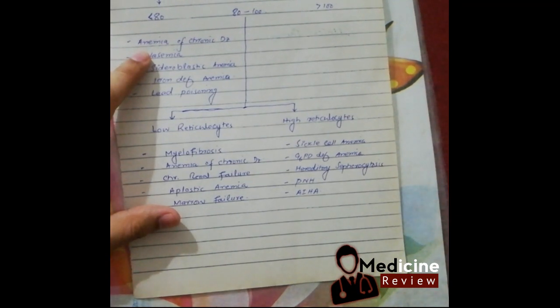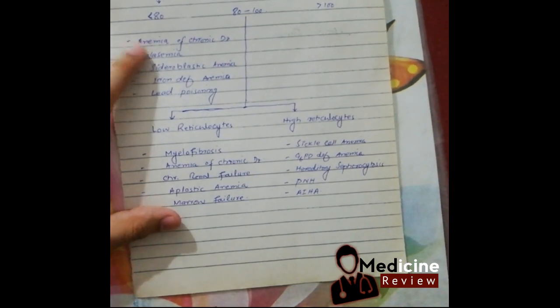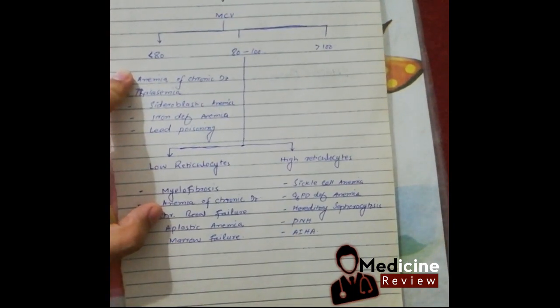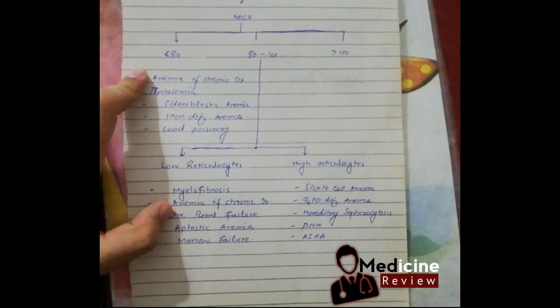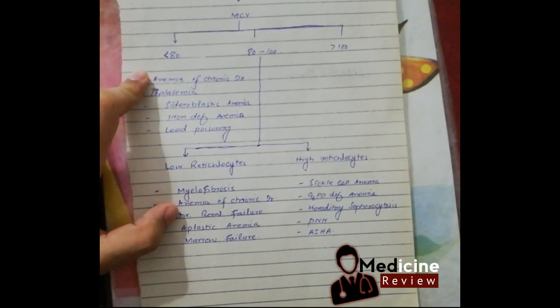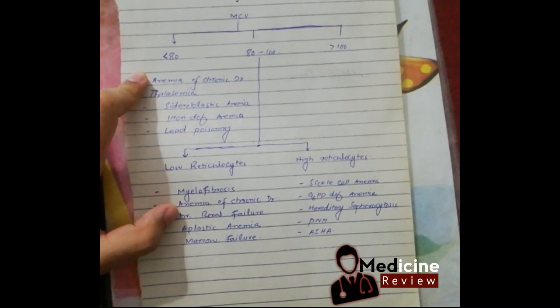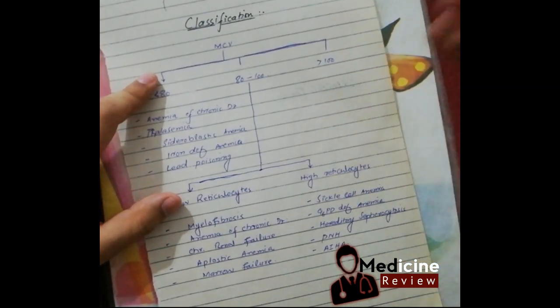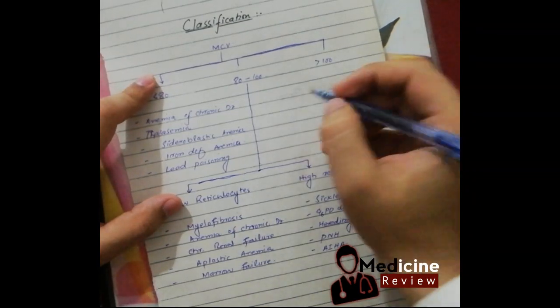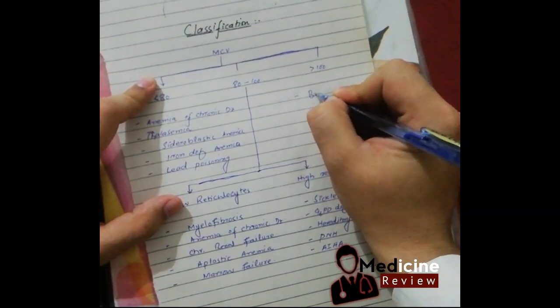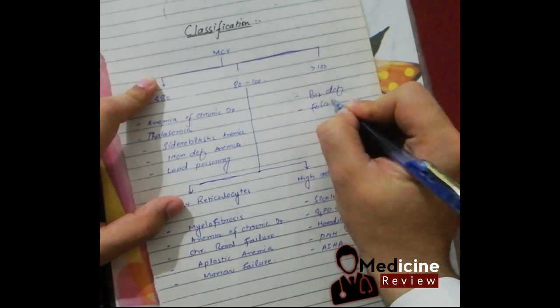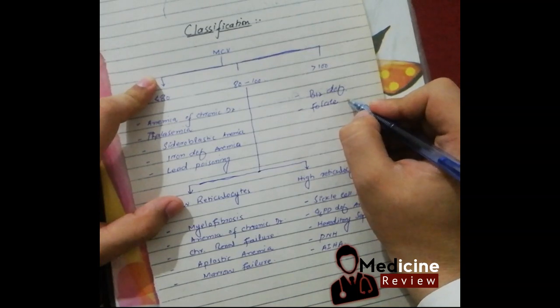Okay, when the MCV is less than 80, it is called microcytic hypochromic anemia. If the MCV is from 80 to 100, it is called normocytic normochromic anemia. If the MCV is more than 100, it is called macrocytic anemia. These include B12 deficiency and folate deficiency. These are the most important types.